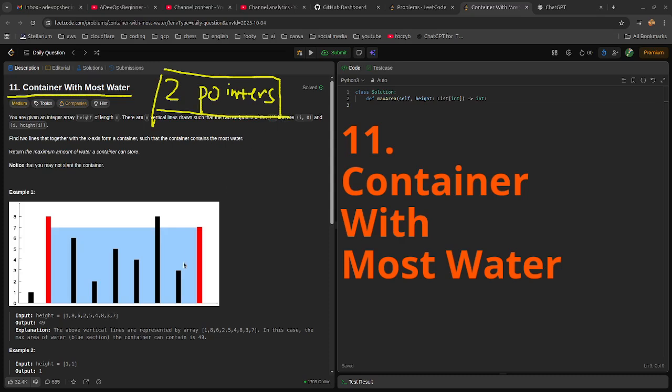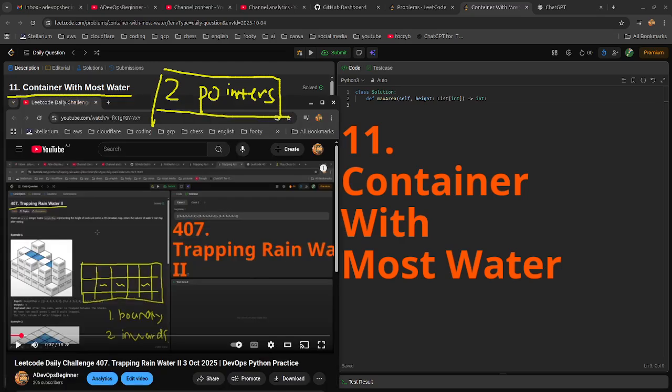And it is pretty similar to the one we just had yesterday, which is also a trapping water problem, where we have to calculate the volume of trapped water. Let's check these two. So let's use a similar approach for this problem today.